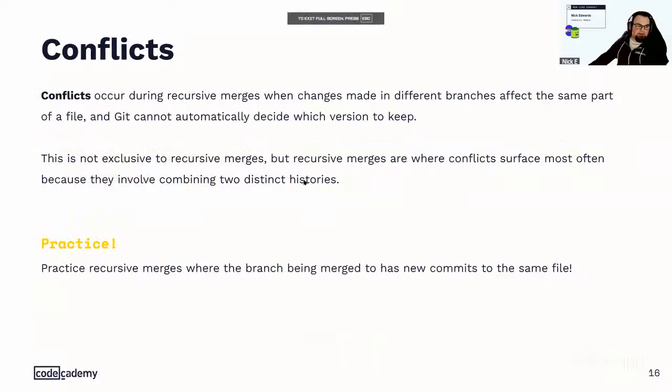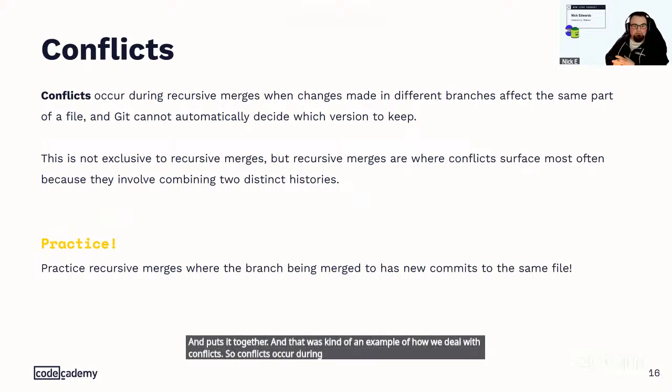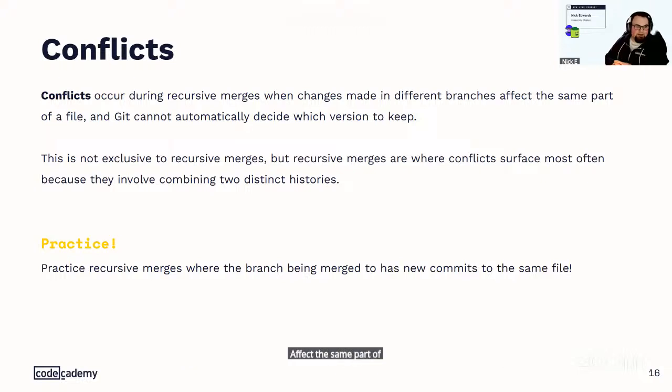And that was kind of an example of how we deal with conflicts. So conflicts occur during recursive merging when changes are made in different branches, affect the same part of a file, and Git cannot automatically decide which version to keep.